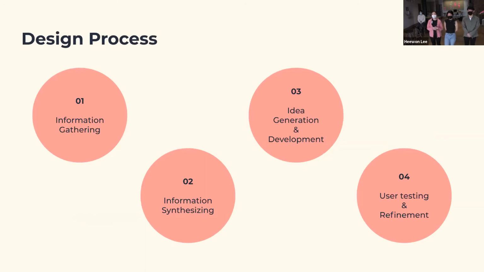Firstly, we did research and interviews with Horizon Center staff to gather information, and then we did information synthesizing, and then idea generation and development using the SLIP method and also the brainwriting method. And then lastly, we did user testing to refine our ideas. We did user testing in our class and also with Horizon Center staff as students.